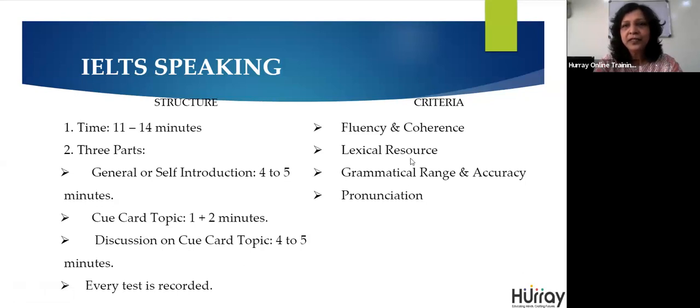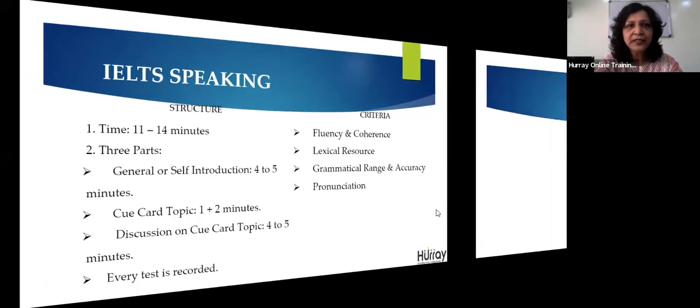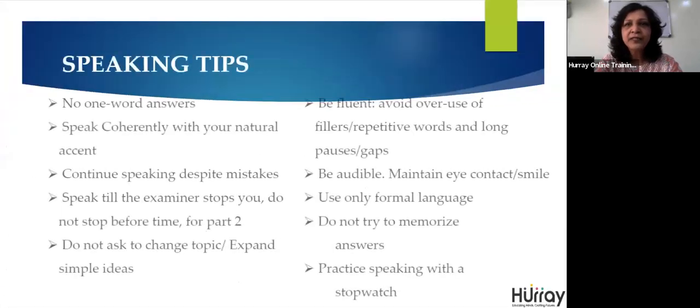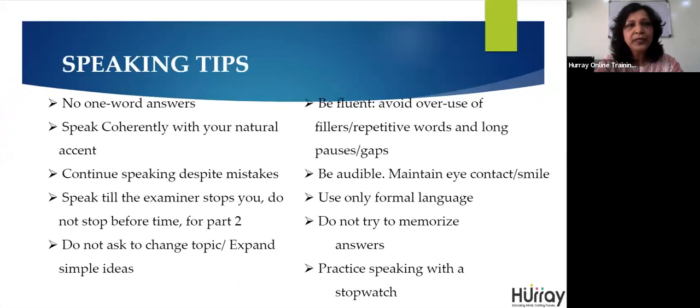These are the 4 criteria on the right side of the screen. They are the assessment criteria a candidate is assessed on: fluency and coherence, lexical resource, grammatical range and accuracy, pronunciation. Let's look at these in detail in the upcoming slides. Here are some general tips for you while you do the speaking test.